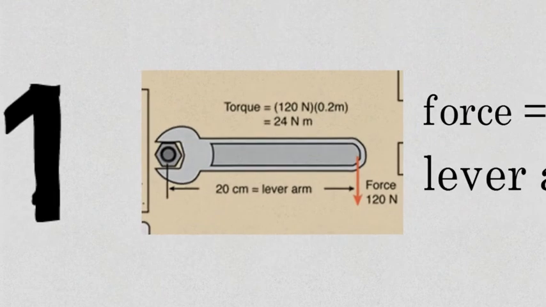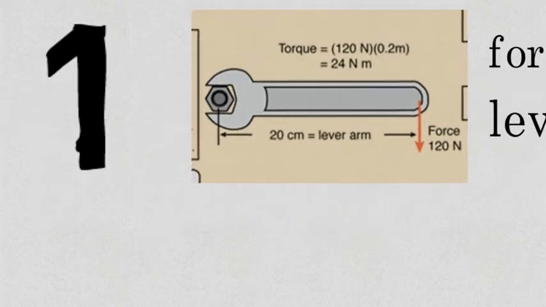where F is 120 newtons and R is 0.2 meters. So tau is equal to 24 Newton meters. So the quantity of the torque is 24 Newton meters.